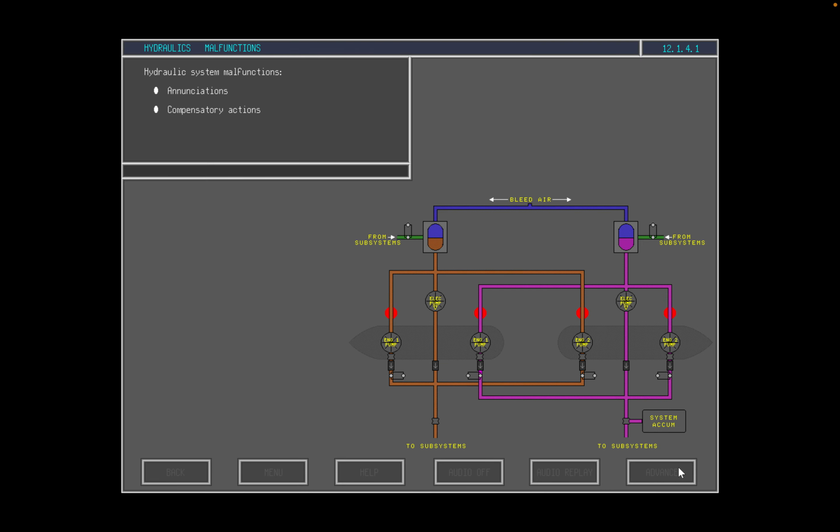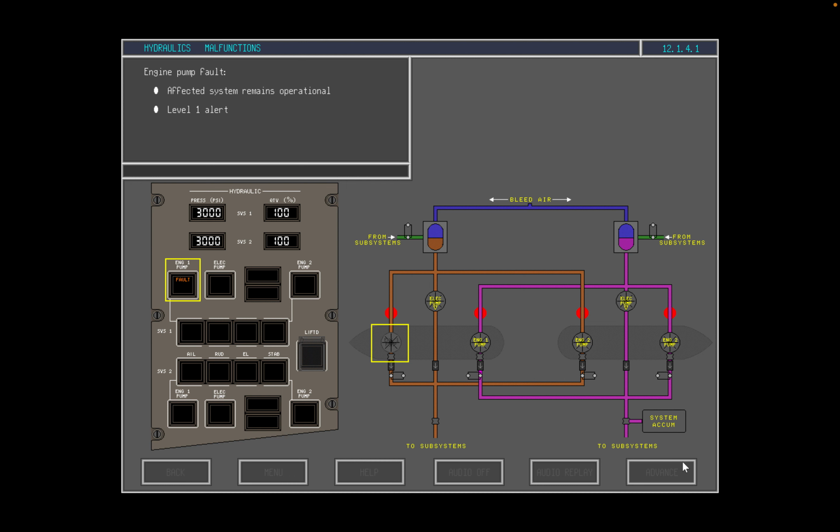In this section, we will examine hydraulic system malfunctions, discuss how malfunctions are enunciated, and the compensatory action required during approach and landing. An engine pump fault in either system will not affect the operational status of the system. The remaining system pump is capable of meeting all hydraulic power demands for that system.